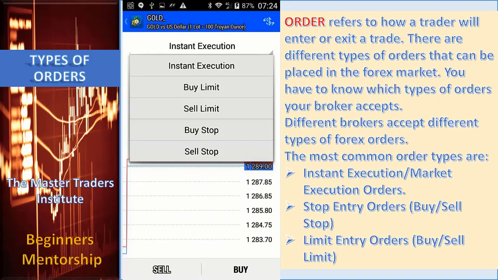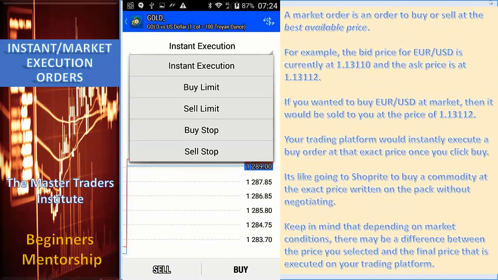If you go to your MT4, before we close, we'll still do a little bit of practical so that you will see on your MT4 how this works. So if you open your types of order on your MT4, you are going to see exactly what we have here. You're going to see instant execution, buy limit and sell limit, which are limit entry orders, and then buy stop and sell stop, which are stop entry orders. So these different orders function in different ways, and we are going to be explaining them one after the other.